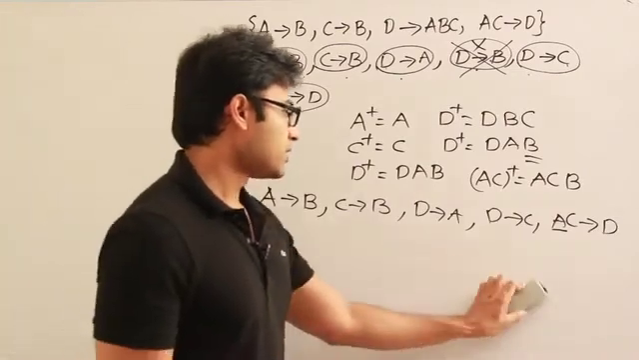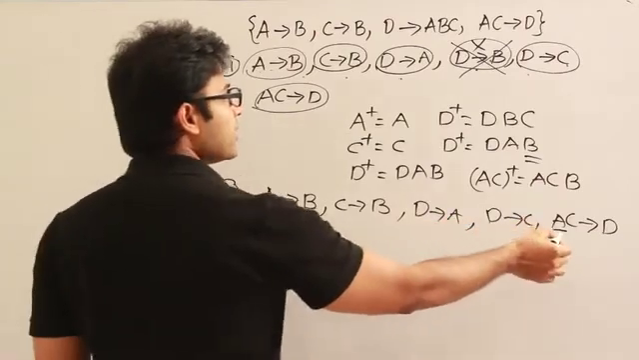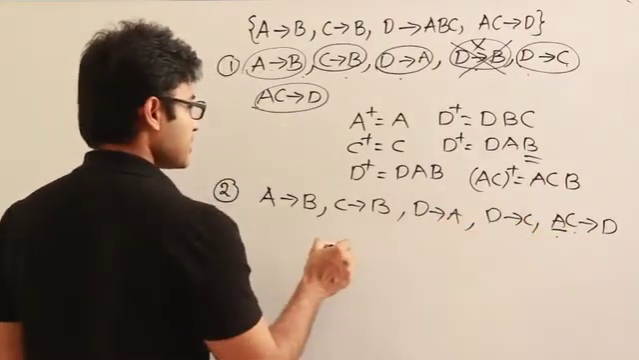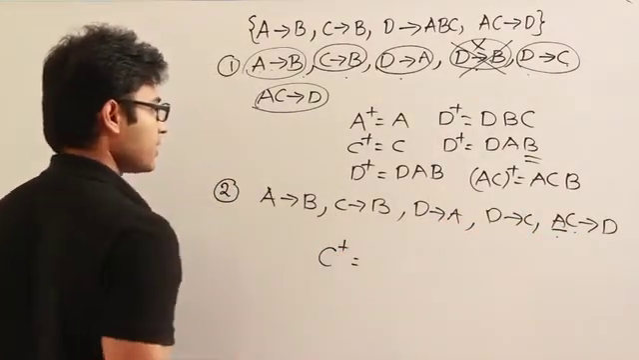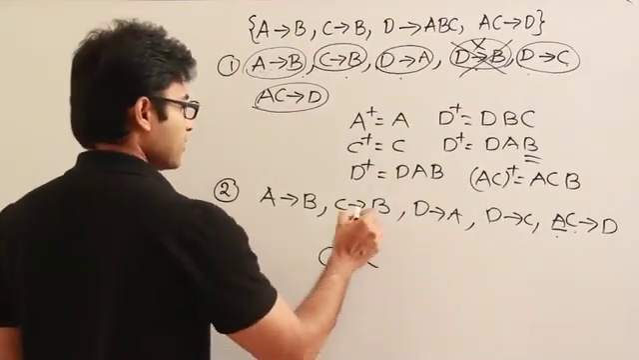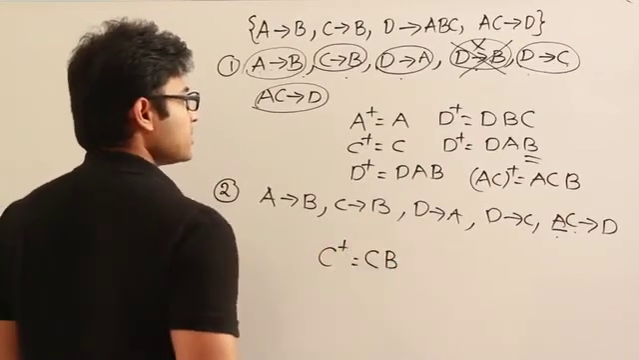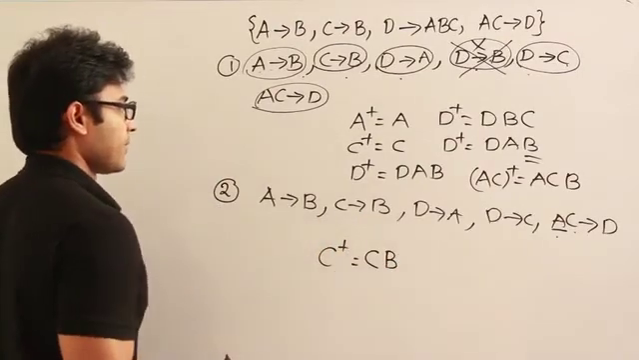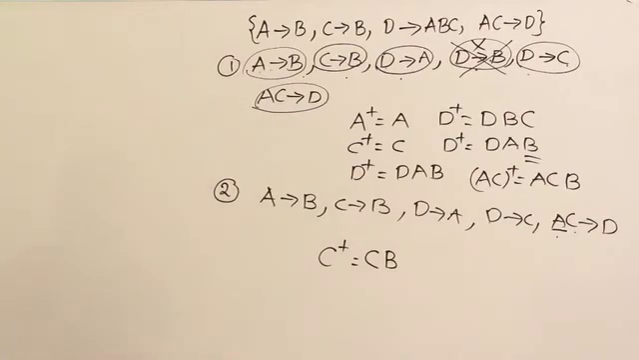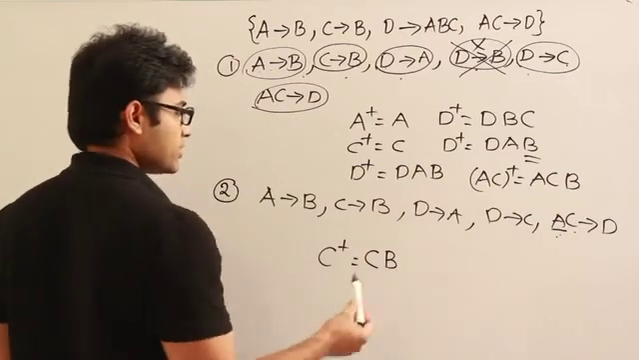Which means you try deleting one of the attributes and see that the remaining attributes can somehow contain the deleted attribute. In that case, you can delete it. Okay. So in this case, you try deleting A, and you see C plus. Now if I see C plus, if I can get A, then I will delete it. Okay. So C plus contains C, right? And because of C, I get B, right? And that's it, I think. Right. So I cannot get A, therefore A is required.